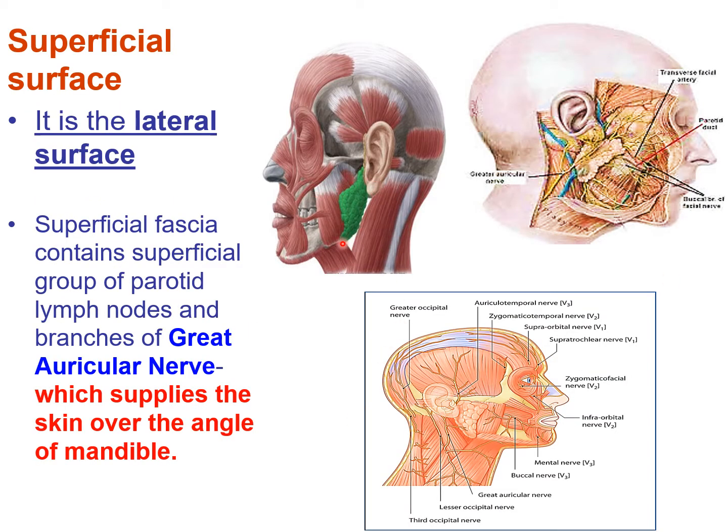Talking about the superficial surface, which is also known as the lateral surface. It is covered by skin, superficial fascia, posterior fibers of platysma, and it is in contact with the superficial lamella of the parotid sheath. The superficial fascia, which covers the superficial surface, contains the superficial group of lymph nodes and the branches of the great auricular nerve, which supplies the skin over the angle of mandible. The great auricular nerve, supplying skin over the angle of mandible, comes in relation to the superficial surface of the parotid gland.